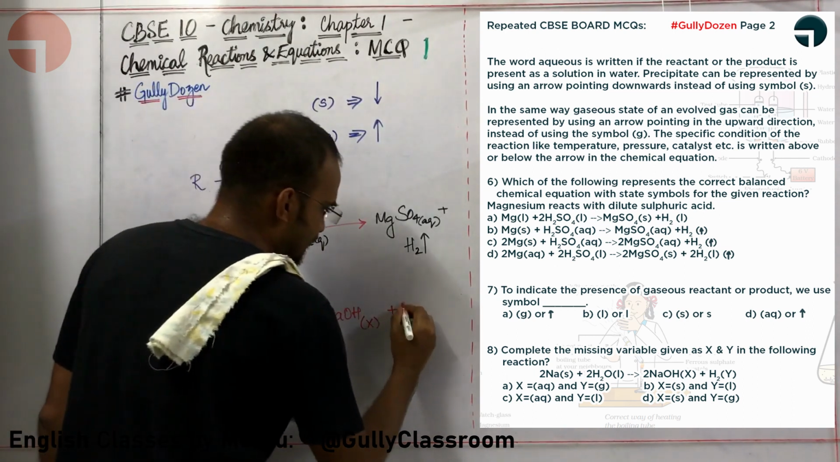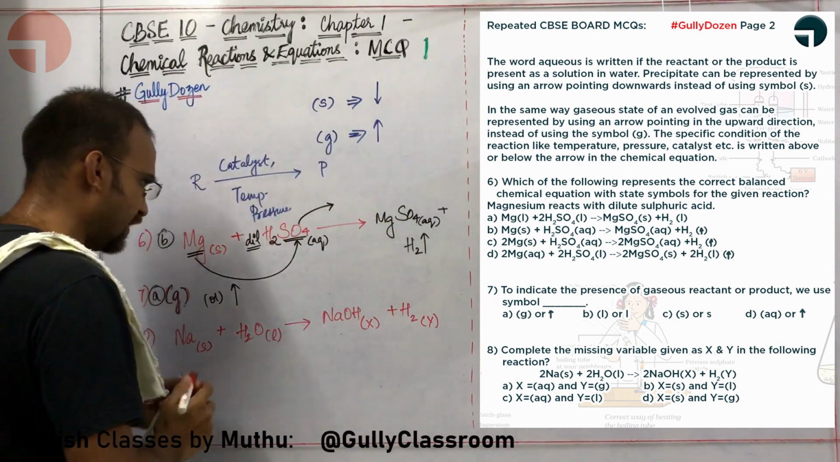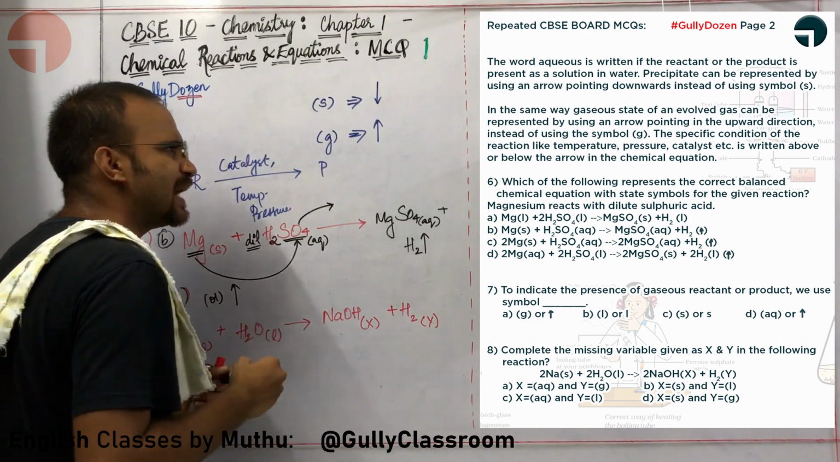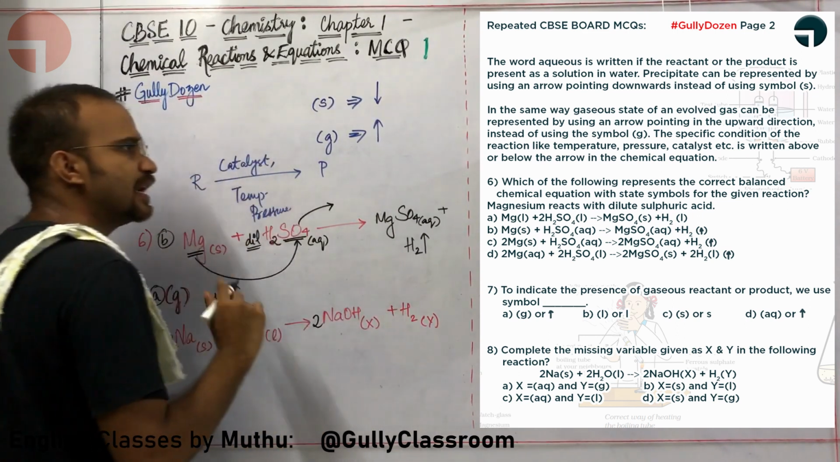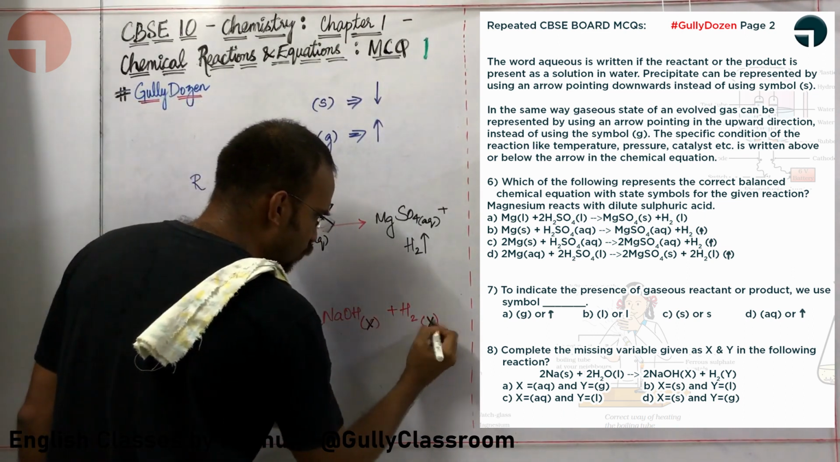What else? There is a hydrogen here, and here there is a Y. Now, this equation has already been balanced, right? See, here there is a 2, here there is a 2, here also there is a 2. This has been given. They are asking for X and Y.